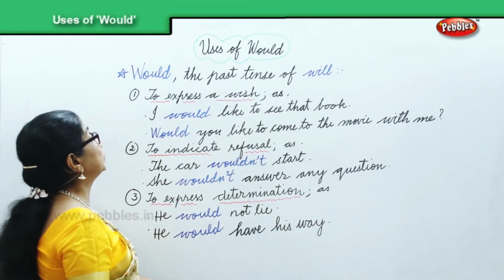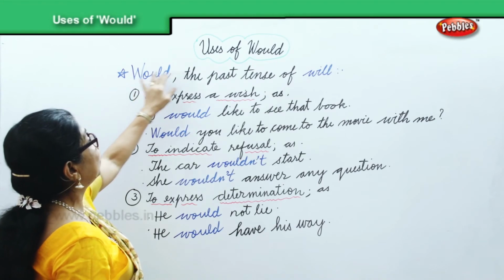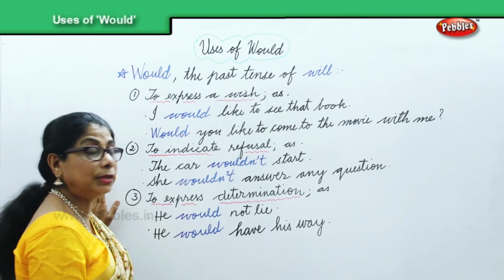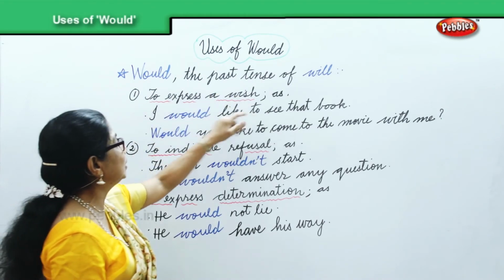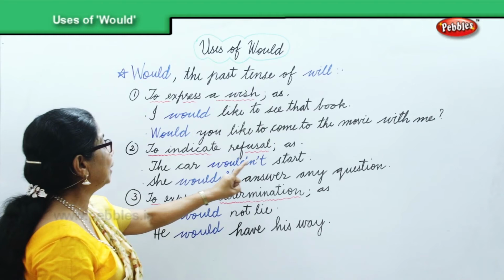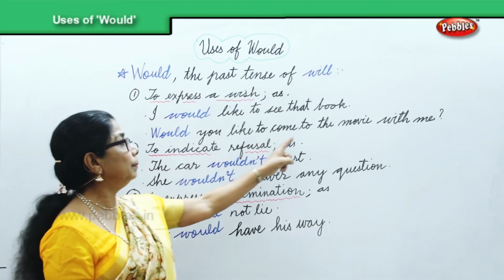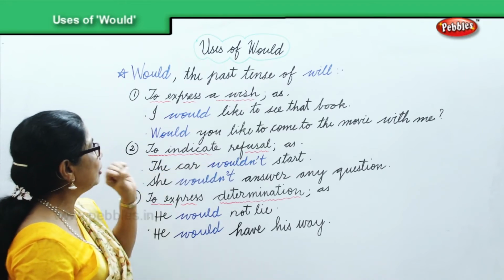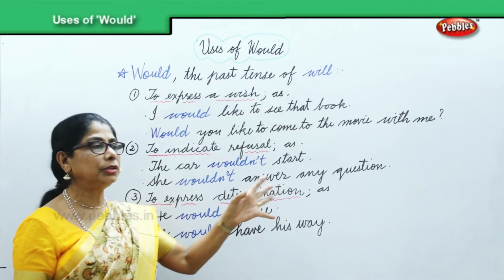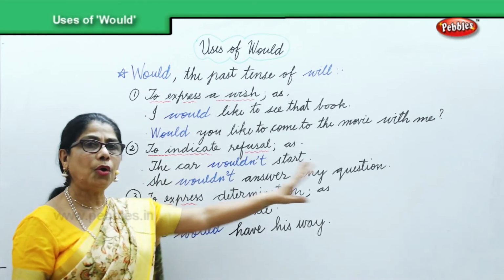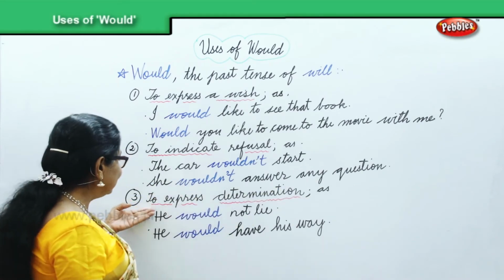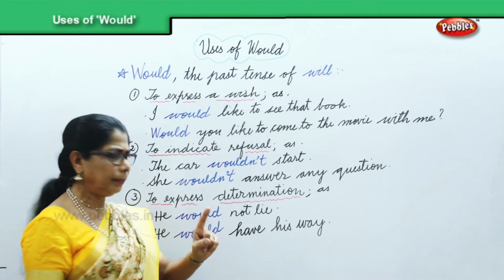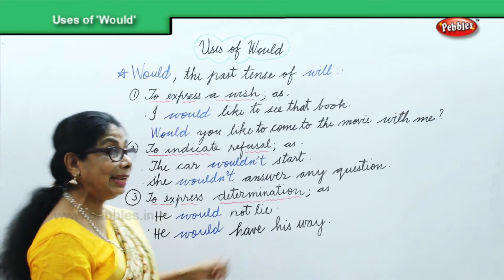Uses of would. Would is the past of will. The three types of usage of would: first, to express a wish, as in "I would like to see that book. Would you like to come to the movie with me?" Second, to indicate refusal: "The car would not start. She would not answer any question." And third, to express determination: "He would not lie. He would have his way."